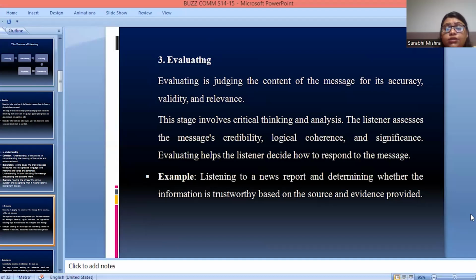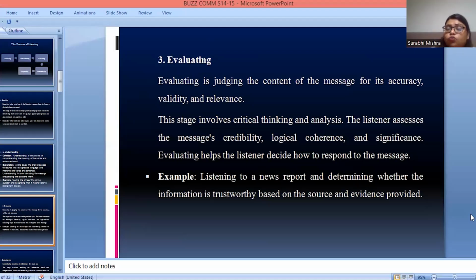What we do here is we analyze the particular message. Is that message credible, does it have logic, and is it relevant or not? And then the listener decides how to respond to the message. We decide whether we have to respond to it, whether we have to answer it or not, right?